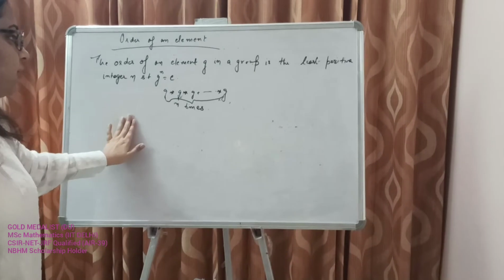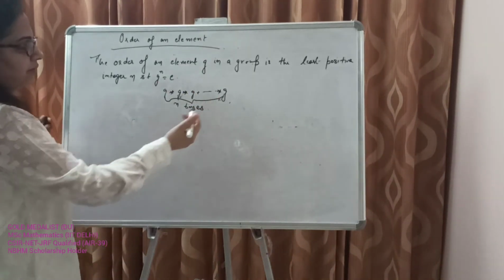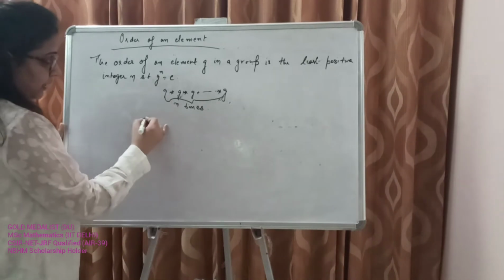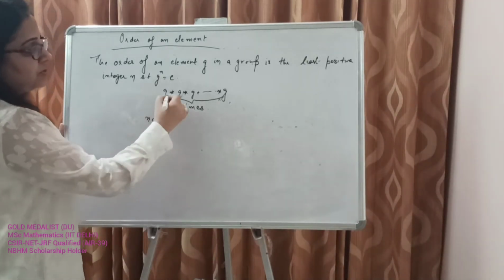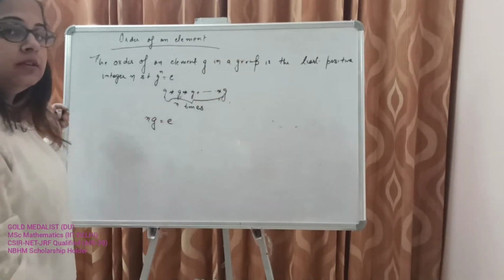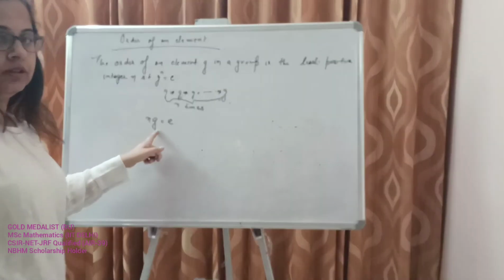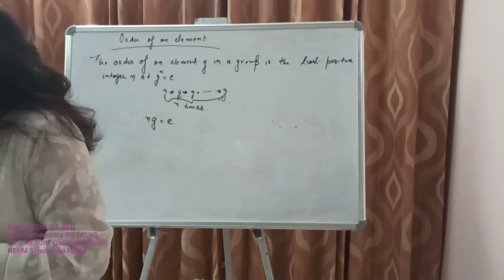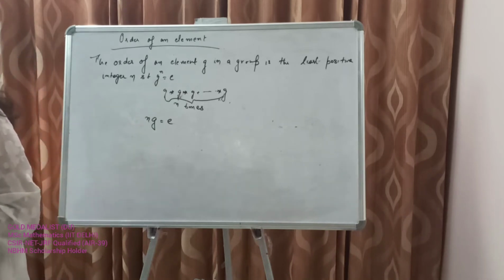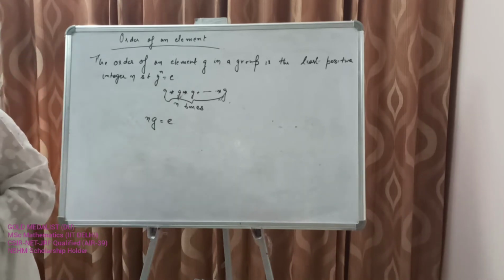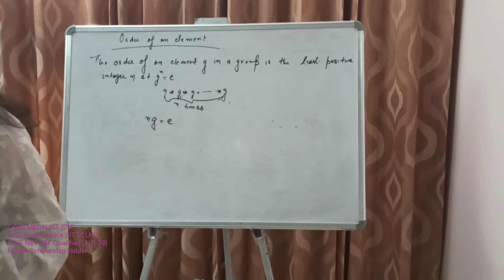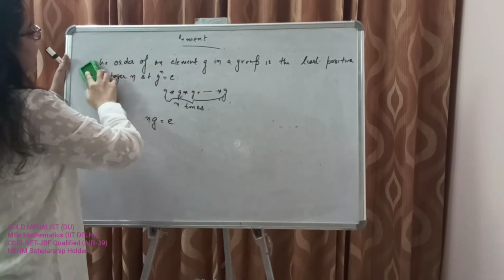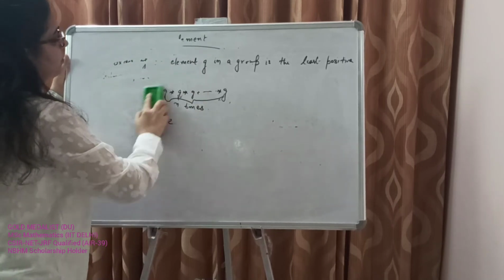In additive notation, when we are using plus instead of star, we can say that it's the least positive integer n such that n into g is identity, because g star g, n times, will be n g, right? So let's take some examples of finite and infinite order groups and their elements.